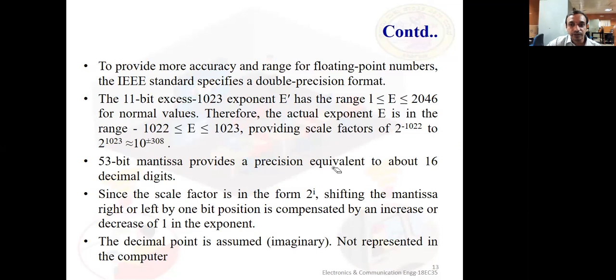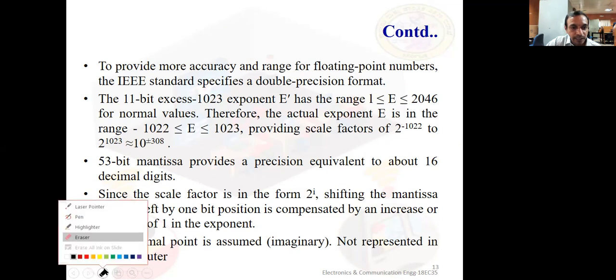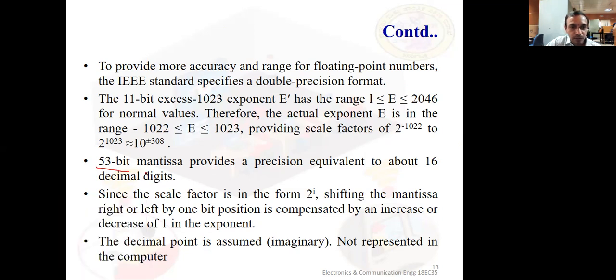Okay, so the range of numbers I will just discuss in the next slide. And I said about precision earlier, right? 7 digits means that much precision, 5 digits means that much precision. So if you want more precision, 53 bits will provide more precision to you compared to a 32-bit representation.